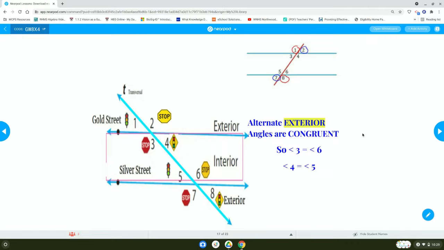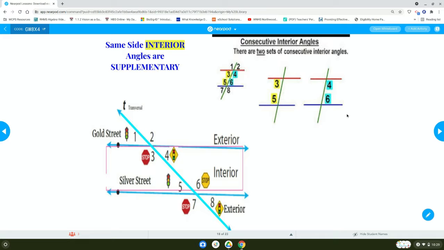So looking at this, alternate exterior are congruent. 3 and 6 are alternate interior. 4 and 5 are alternate interior, but on the exterior will be 2 and 7 and 1 and 8. Those are alternate on the exterior.